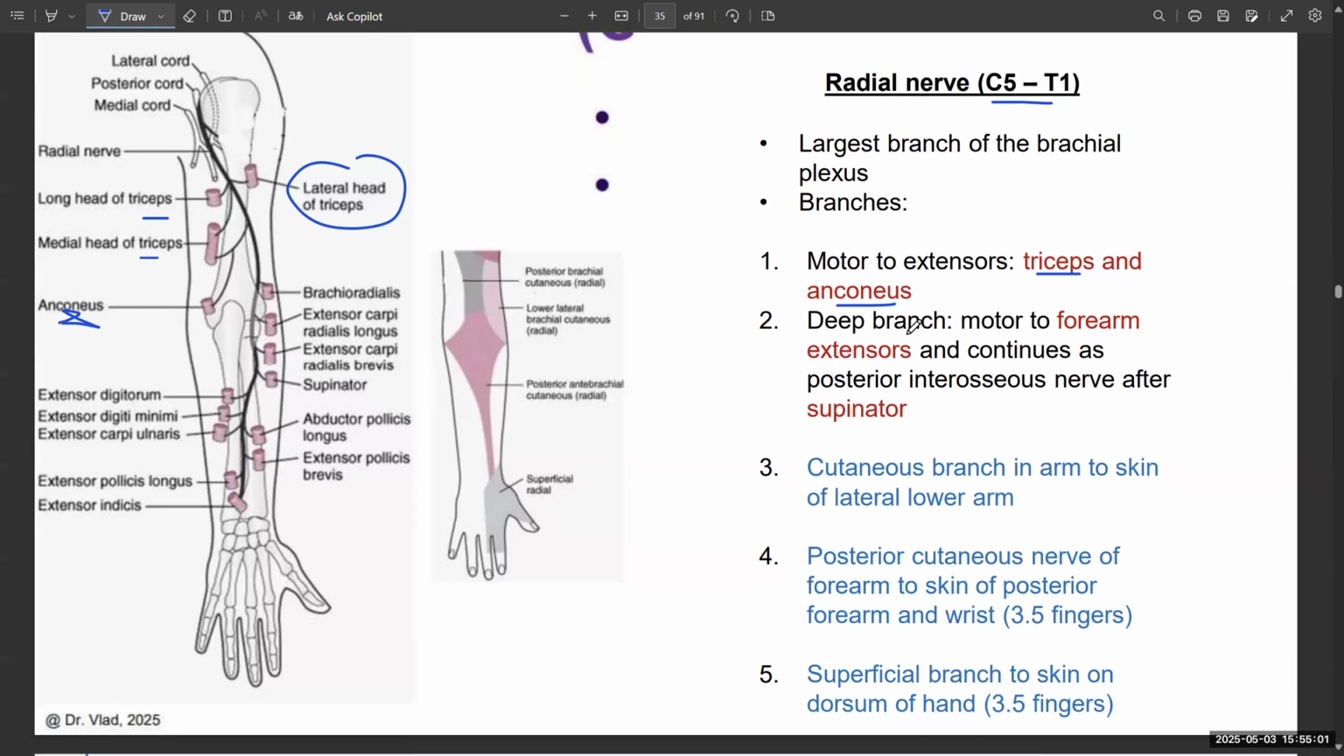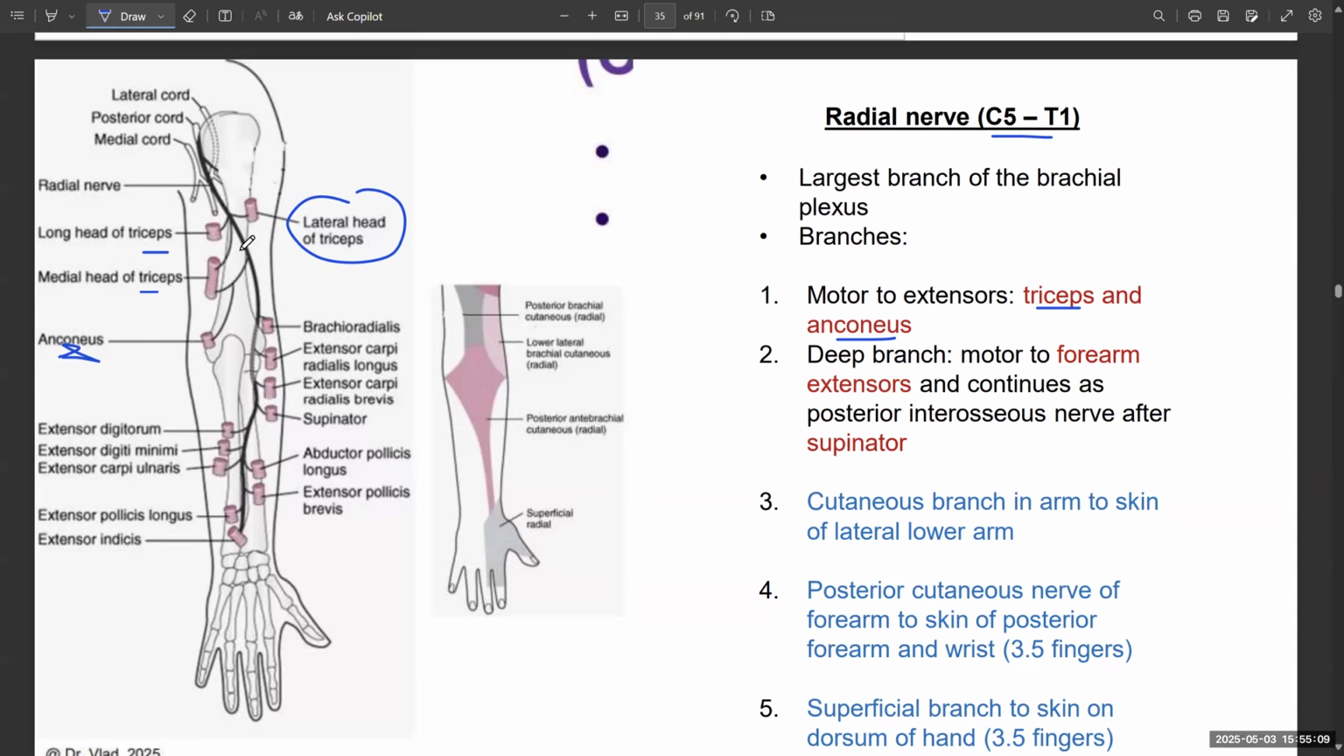Then we have the deep branch. The deep branch is motor to the forearm extensors and continues as the posterior interosseous nerve after supinator. What that means is that the radial nerve gives off a deep branch, and that is going to supply all these forearm extensors. So all of these are supplied by the deep branch. And the posterior interosseous nerve is after the supinator.